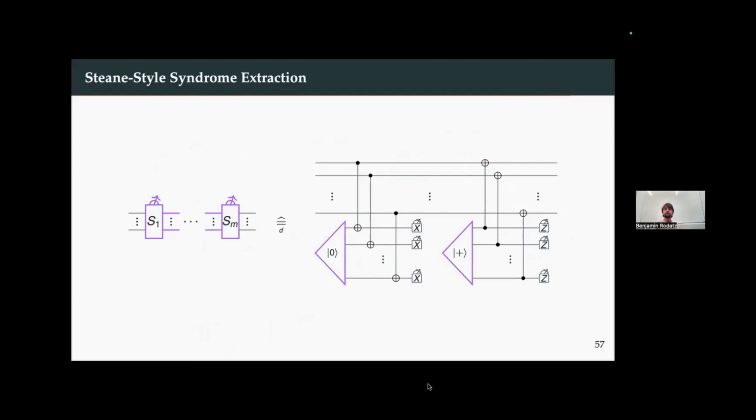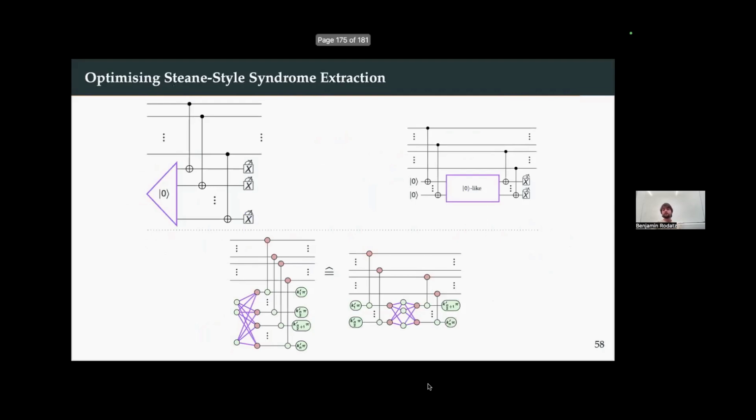So we can prove the correctness of Steen-style syndrome extraction using this framework. And then from there, we can also start optimizing Steen-style syndrome extraction, where once again, we just take half the auxiliary qubits and bend them around, where now instead of having to prepare the logical state fault tolerantly, we have to do this logical state-like linear map.